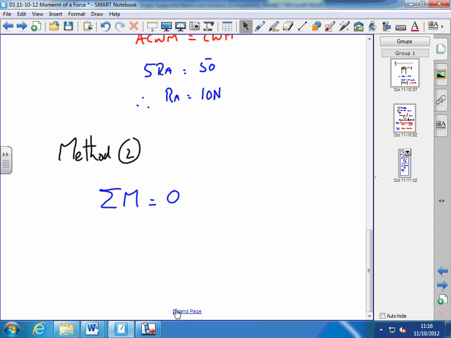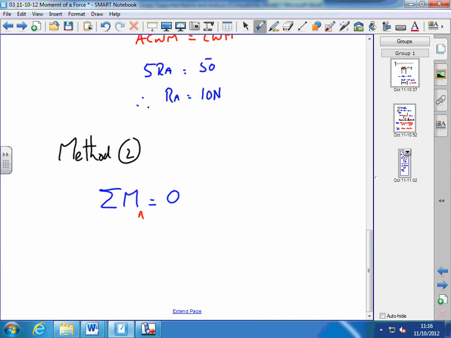So what that's saying is clockwise moments equal anti-clockwise moments. In a very short mathematical statement, we're saying that the sum of the clockwise moments and the sum of the anti-clockwise moments together must equal 0. The sum of the moments must be 0 when it's balanced. So we'd find the sum of the moments about A must be 0.